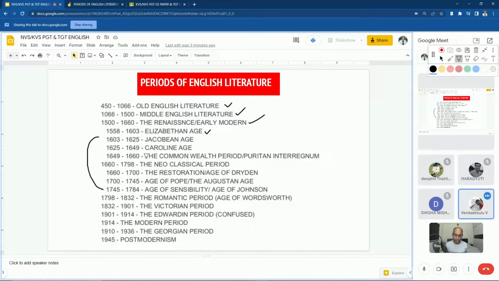As we completed one batch already with Diksha ma'am and Deepthi ma'am, it took a lot of time to complete, because we discussed in a very elaborative manner. I am not going to do such a thing again in these classes. I am just going to give you information chunks, pieces of information, important questions, or important information from the examination point of view. We are not going to discuss these ages in an elaborative way. But when it comes to the Romantic period, we'll take the text and discuss. Okay? Okay, sir.